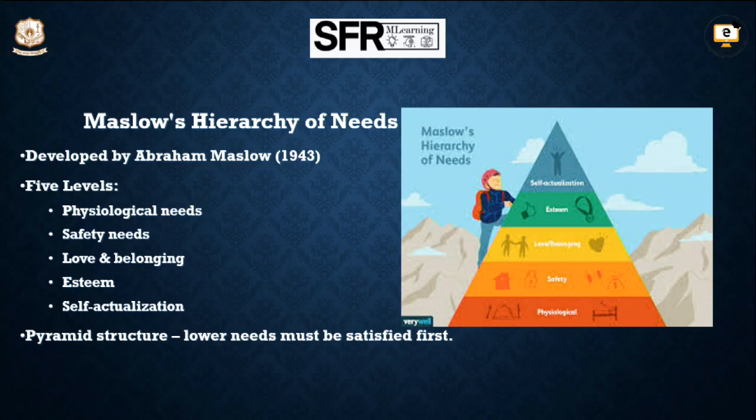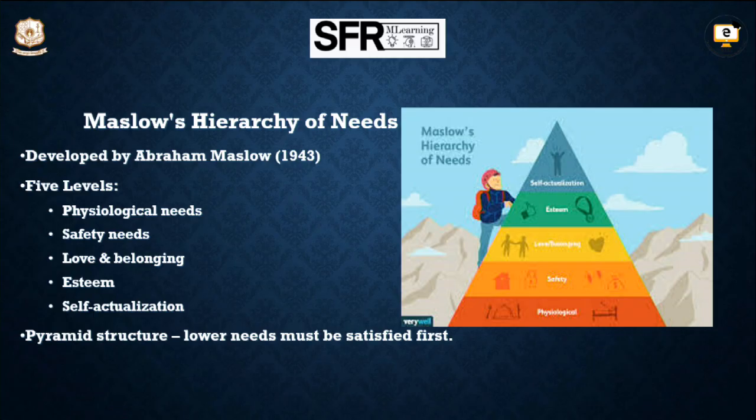Next, there are a lot of motivational theories. The first one is Maslow's hierarchy of needs, developed by Abraham Maslow in 1943. What he is trying to say is that every human being has to achieve five sorts of needs in life. The first one is physiological needs.